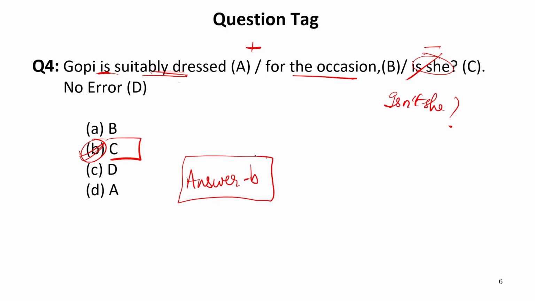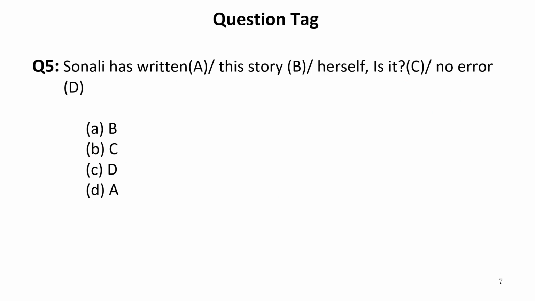Now let us move to the next one. Sonali has written this story herself. Is it? Now Sonali has written this story by herself. It means she herself did this work. So has written is present perfect tense, where we have has and after that we have verb third form. Now for the question tag, the first thing is that the question tag has to be opposite of the sense of the statement. So the statement is positive, so the question tag should be negative.